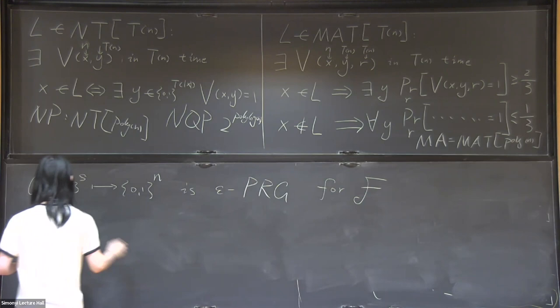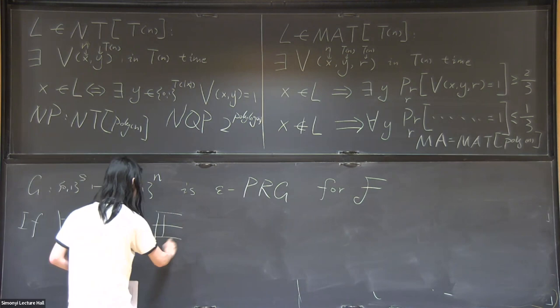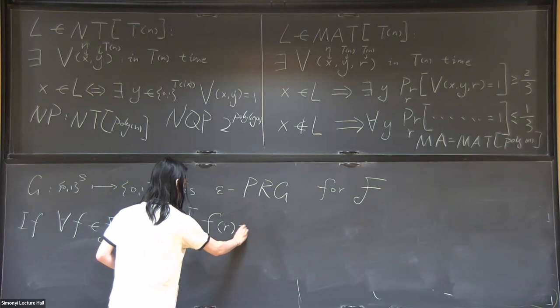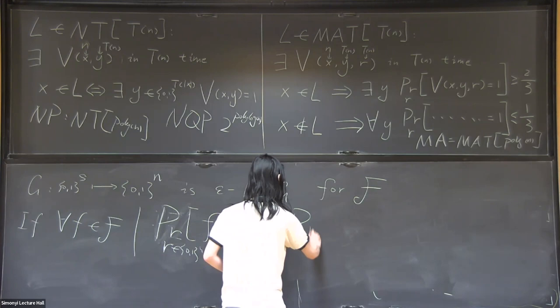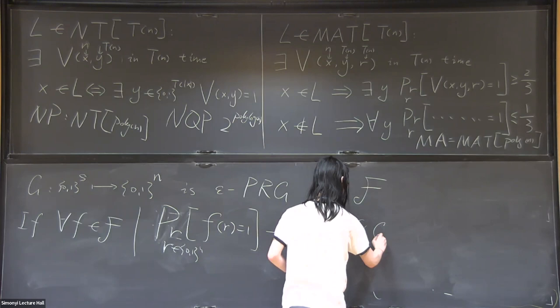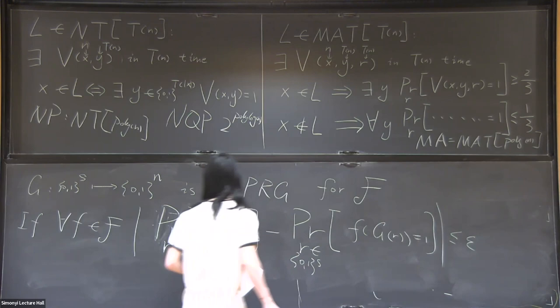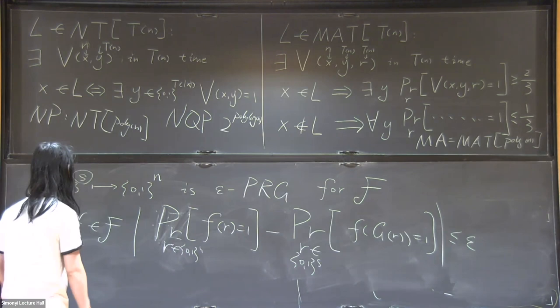if for all functions f in this class F, the probability that f accepts the output of G on a random input is close to the probability that f accepts a random string, at most epsilon apart. S here is the seed length. The most important thing about the PRG is that we require G to be computable in roughly 2 to the S time.